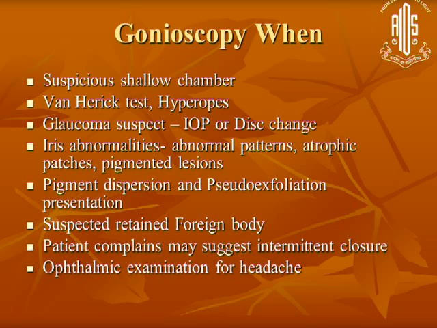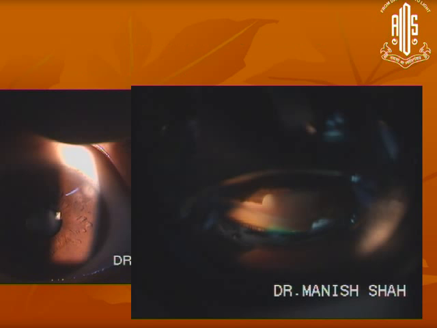Glaucoma suspects based on disc and IOP, iris abnormalities which you see, pigment dispersion, pseudo-exfoliation, suspected retained foreign bodies when you have injuries, and especially penetrating injuries, and patient complaints of pain suggestive of intermittent angle closure, and ophthalmic examination for headache, which we all do a lot. We should do gonioscopy with that. And then when you examine on a routine slit lamp, you see these kind of iris abnormalities, and it's time to put in a gonioscope, and you might see the reason why it is there.